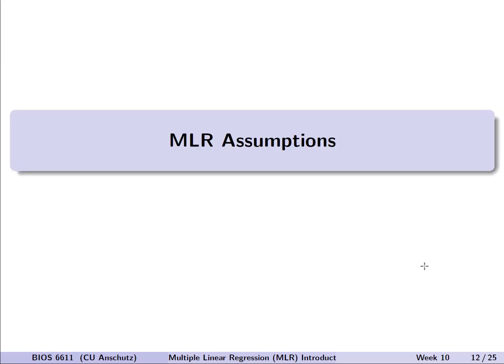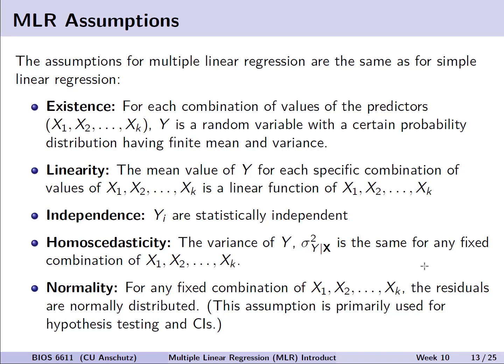Now let's discuss the assumptions for multiple linear regression. It turns out they're actually the exact same as we have for simple linear regression, with the caveat that we're now considering multiple predictors. For instance, we have existence. For each combination of values of the predictors x1 up to xk, y will be a random variable with a certain probability distribution which has a finite mean and variance. We also assume linearity of y for each specific combination of our x values, and independence of all of our observations still. There's the assumption of equal variance across all of the fixed combinations of our multiple predictors, x1 through xk. And we also still assume normality, that for any fixed combination of x1 through xk, our residuals will be normally distributed. And again, this assumption is primarily used to do hypothesis testing and construct our confidence intervals.